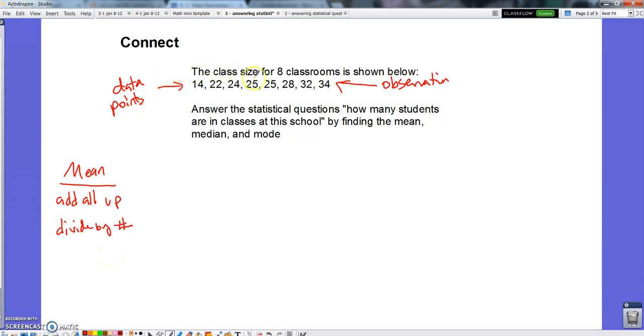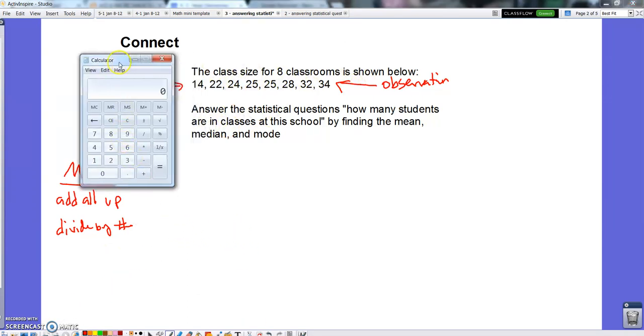So if I'm going to find the mean class size, often called the average class size, I'm going to add up all those. 14 plus 22 plus 24 plus 25 plus 25 plus 28 plus 32 plus 34. And that is, there's 204 students in whatever grade this is or whatever school this is. And I'm going to divide that by how many there were. 1, 2, 3, 4, 5, 6, 7, 8 classes. And the average class has 25 and a half kids in it.